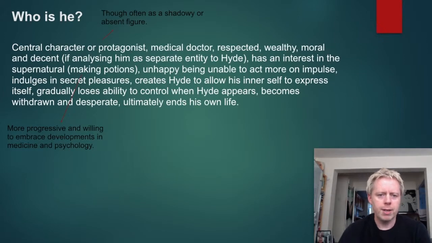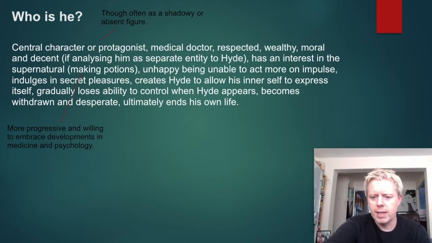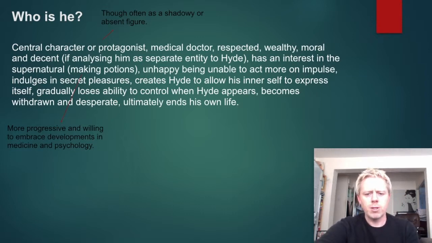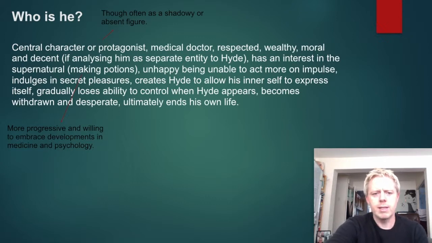Okay, so that's a little background, and let's get into Dr. Jekyll himself. Who is he? So he's a central character or protagonist. Now, the interesting thing about being a central character is he's often quite a shadowy figure, absent. Utterson is our main character in terms of holding the reader's hand through the journey, the investigation, his attempts to discover who Hyde is and what hold Hyde has over Jekyll. And the narrator is what we call a third-person limited narrative, which means that the narrator is only aware of the thoughts and feelings of one character in particular, and that's Utterson. So Dr. Jekyll is often a mystery to us, the reader.